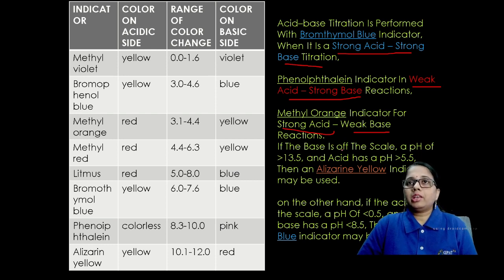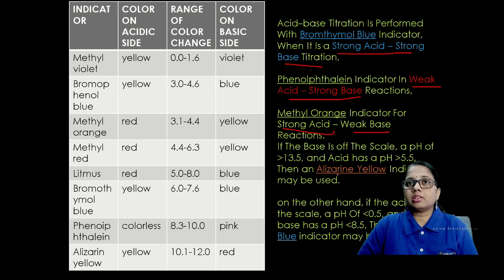Okay, so if the base is off the scale, that means out of the scale, high basic pH range, a pH of more than 13.5, and the acid has a pH of more than 5.5, then the alizarin yellow indicator may be used. So already we have discussed that alizarin is going to be used at the high pH range values. Okay, so if the base is in the 10.1 to 12 range, and also if it is more than 13.5, and if the acid has a pH of more than 5.5, that means a strong acid is going to be there.